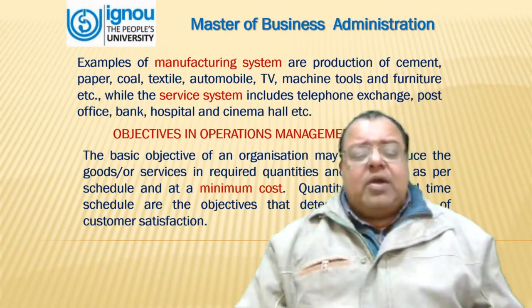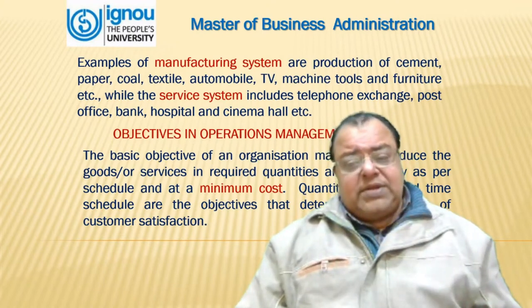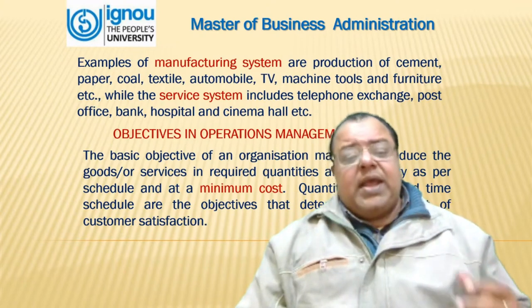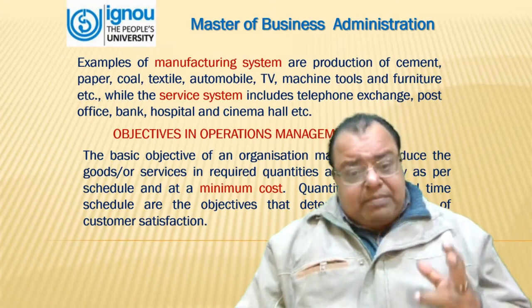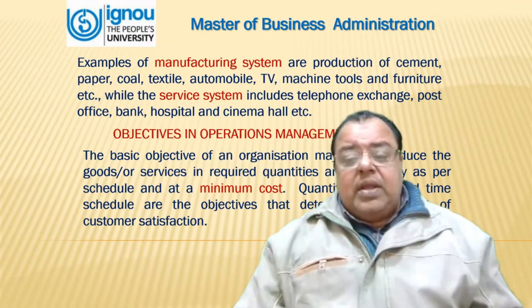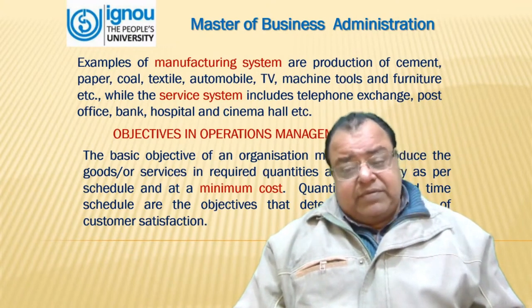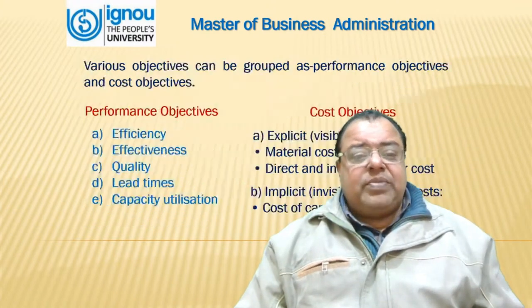What are the objectives in operations management? The basic objective of an organization may be to produce the goods or services in required quantities and of quality as per the schedule and at a minimum cost. Quantity, quality, and time schedule are the objectives that determine the extent of customer satisfaction.